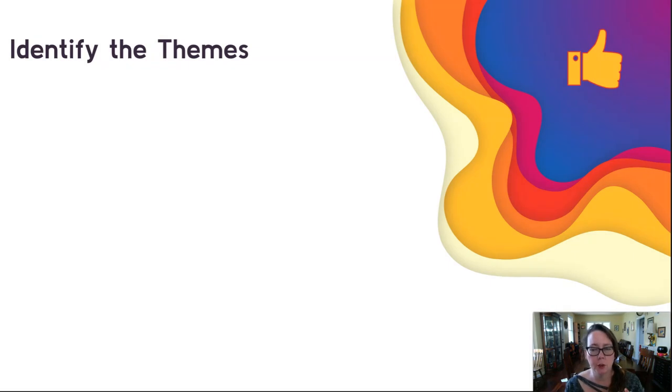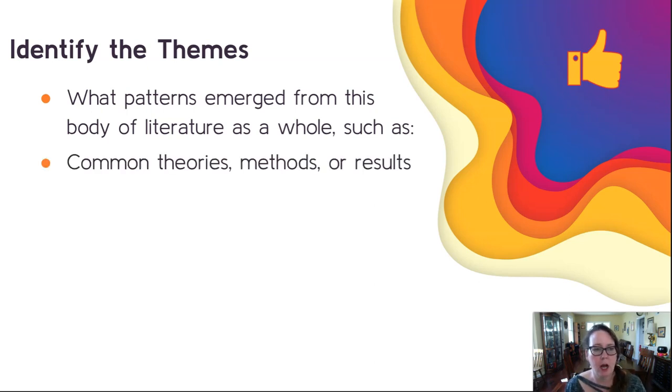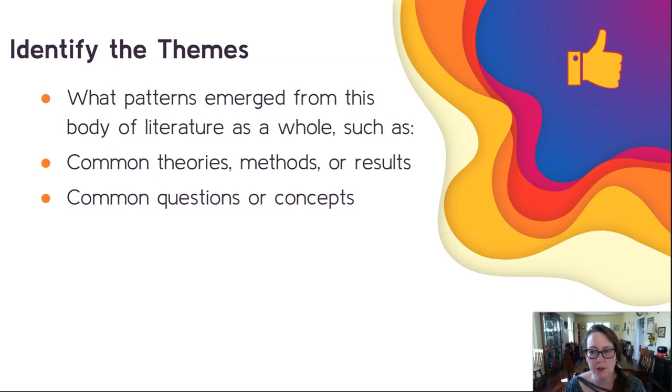Then you want to identify the themes. So looking over all of the papers that you've read, what patterns emerge from this body of literature as a whole? Do they share, for example, common theories or methods? Do they have results in common? Do they have common questions, or do they use common concepts? And then identify those contradictions or debates within that literature as a whole.